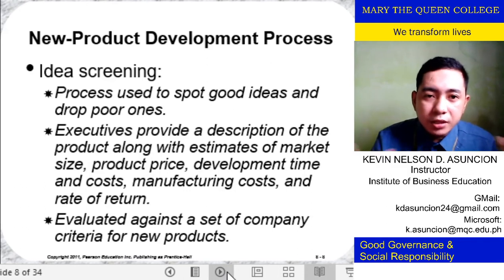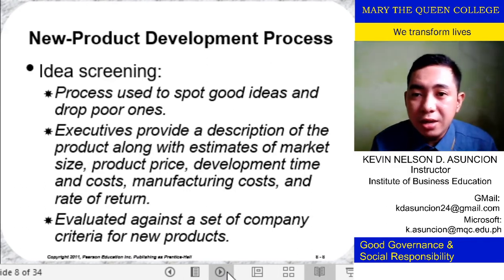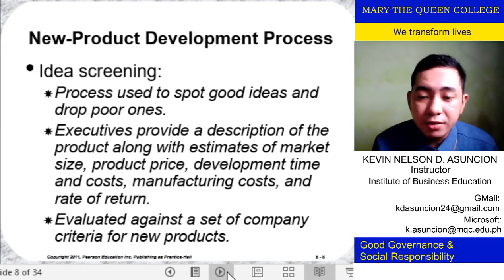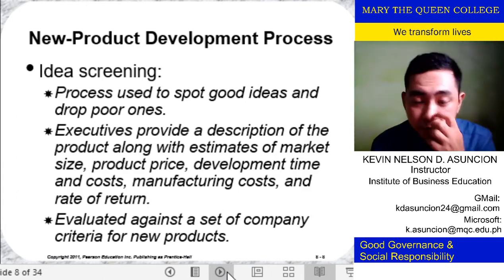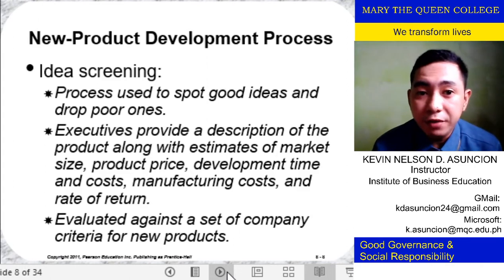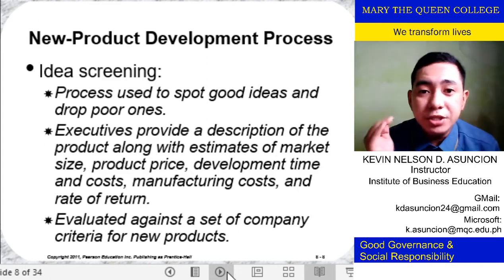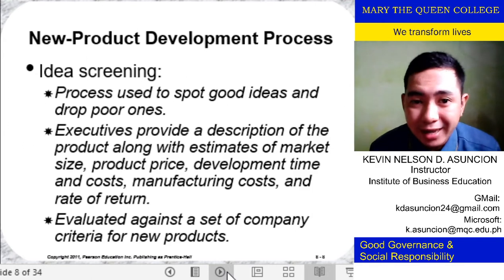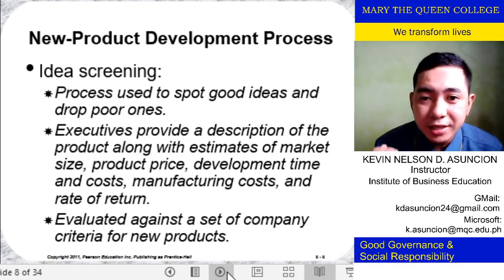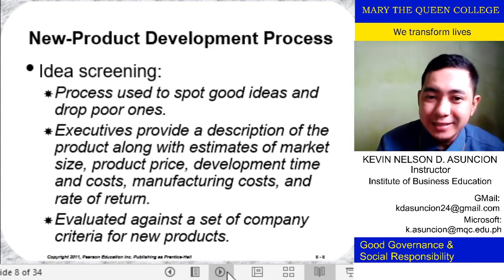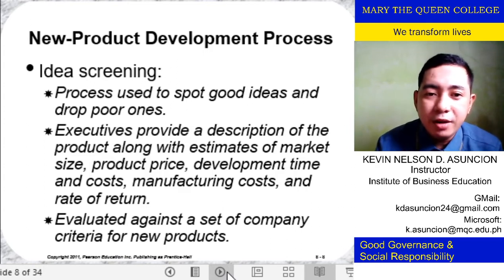Now, you need to screen the ideas. Of course, not all ideas may be significant, relevant, or valuable to the decision making. Of course, you need to screen them. You need to filter them. So, this is the process used to spot good ideas and drop poor ones. The executive provides a description of the product along with estimates of the market size, product price, development time and costs, manufacturing cost and rate of return, evaluated against a set of company criteria for new products.